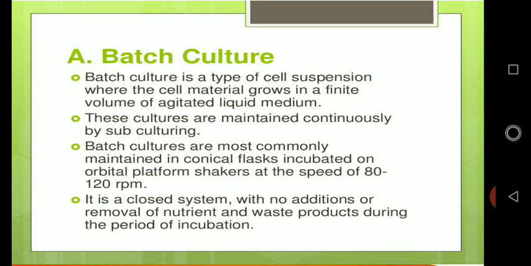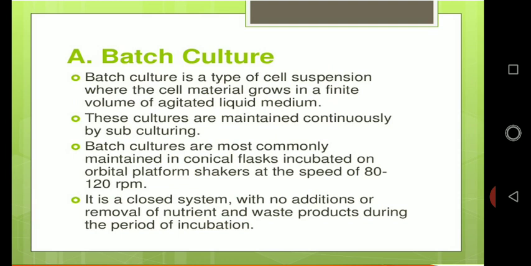So batch culture is a type of cell suspension where the cell material grows in a finite volume of agitated liquid media. These cultures are maintained continuously by subculturing. Batch cultures are most commonly maintained in conical flasks incubated on an orbital platform shaker at a speed of 80 to 120 rpm. It is a closed system with no addition or removal of nutrient and waste product during the period of incubation. Now remember, how will you describe a batch culture? Remember that it is a closed system where nothing can enter and nothing can leave.